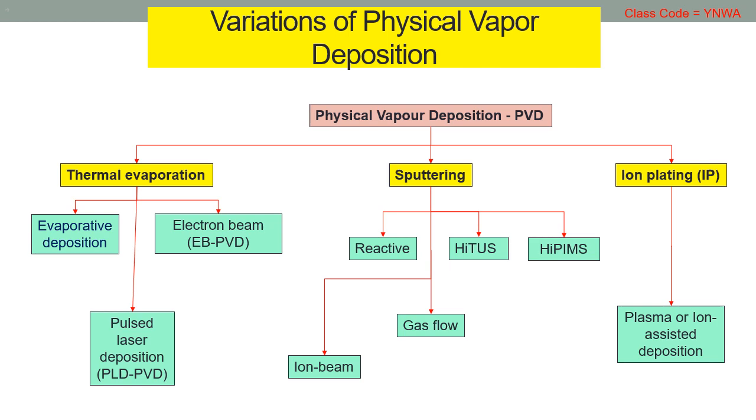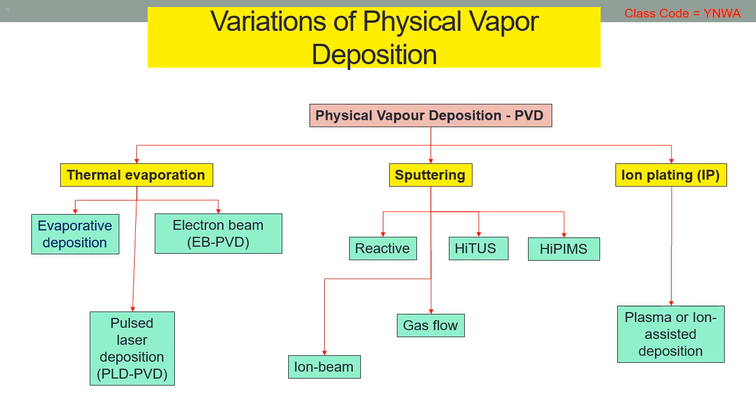PVD is classified in three main concepts, that are, thermal evaporation, sputtering and ion plating. As you can see in the chart here, evaporative deposition, electron beam or EB-PVD, and pulsed laser deposition or PLD is parked under thermal evaporation.